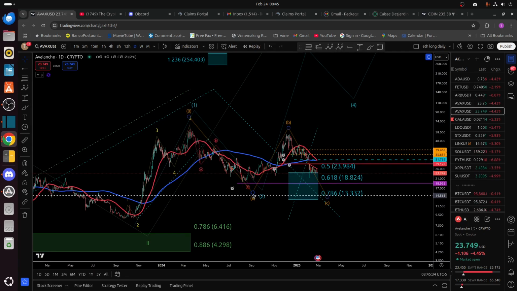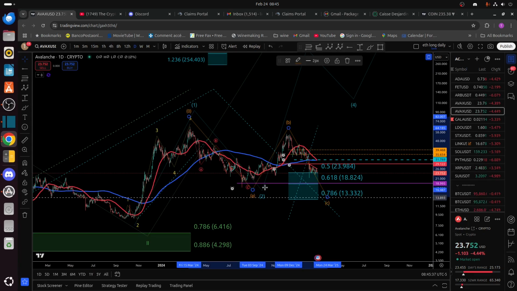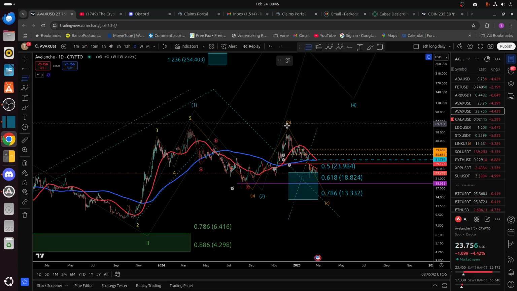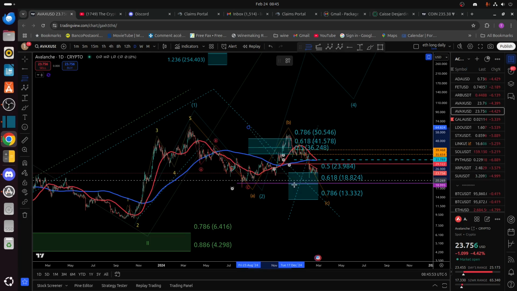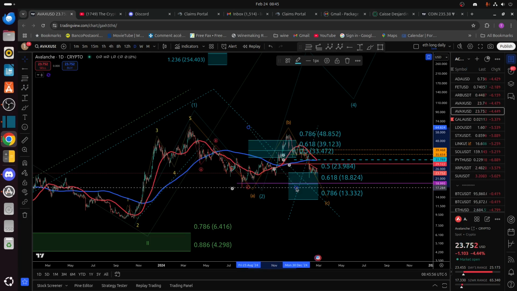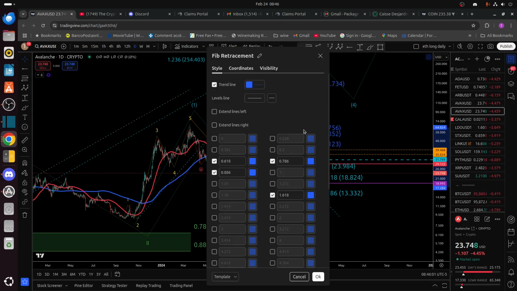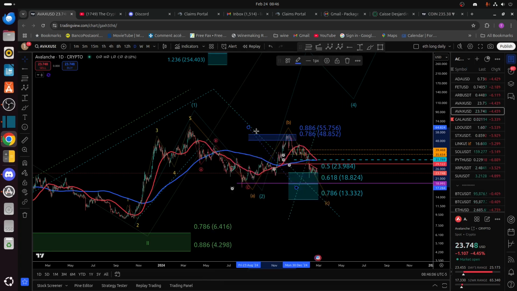So as you can see, I started to put this as possibly just the A, and I want to double check if that makes sense. I'm going to take the length of the A wave to the bottom. I'm going to take my settings for the B wave. Wow, that's an ugly one. Alright, so you can see that the B wave is into the range. It's a little bit deep, but still valid.